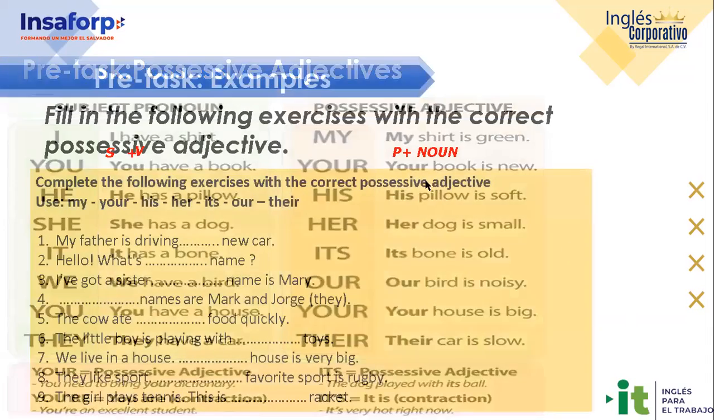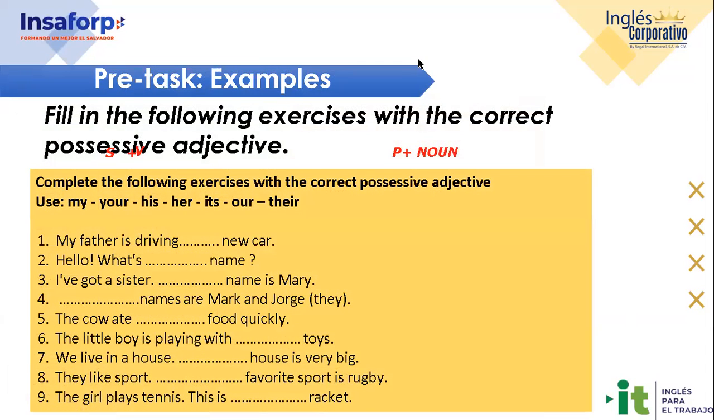¿Podemos seguir entonces con el ejercicio? Ok, let's see. Let me complete that. Vamos a ver, me ayudan ahí a completar eso. Number one, volunteer. Vamos a ver, voluntarios ahí para el primero. You have to complete the following exercise with the correct possessive adjective. You have to use my, your, his, her, its, our, or their.